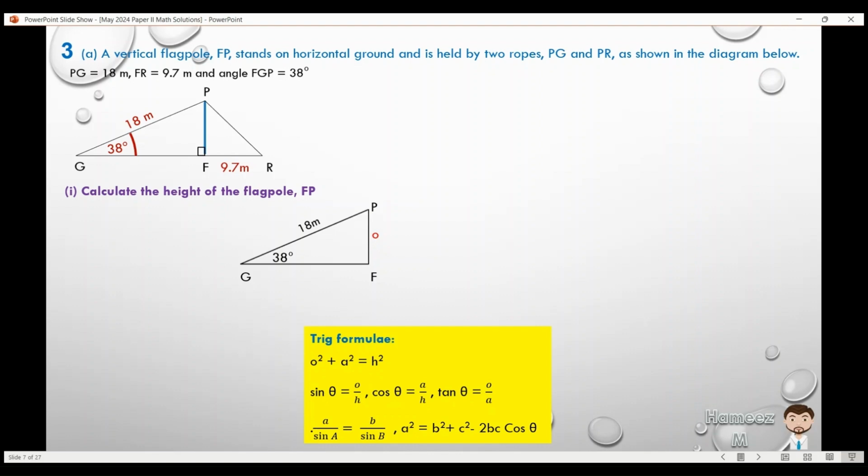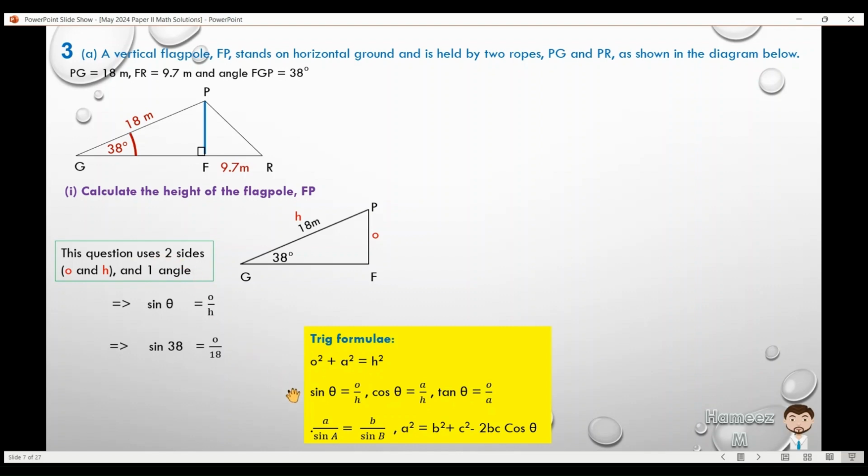So since we have 38 degrees in a right angle triangle, FP will be the opposite side. And we know the longest side, which is H, the hypotenuse. So if we look at our formulas, which one dealing with a right angle triangle deals with opposite and hypotenuse? That will be sine theta. Since we have O and H and an angle, sine theta is equal to opposite over hypotenuse, and we can simply substitute because we know the angle. Sine 38 is opposite, which we have to find out, which is FP, over the hypotenuse 18.